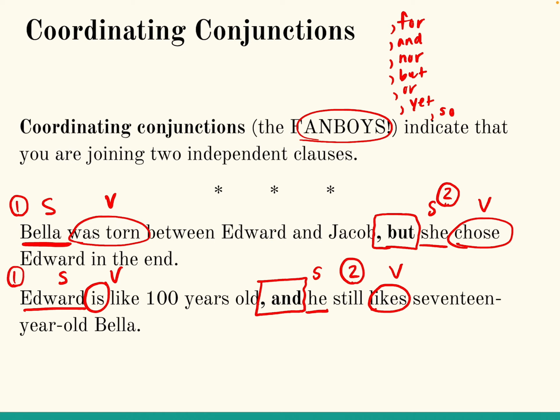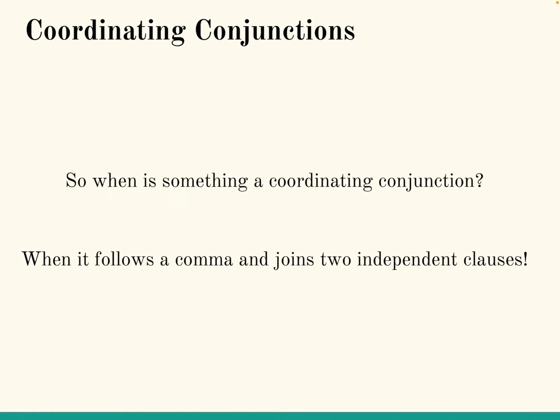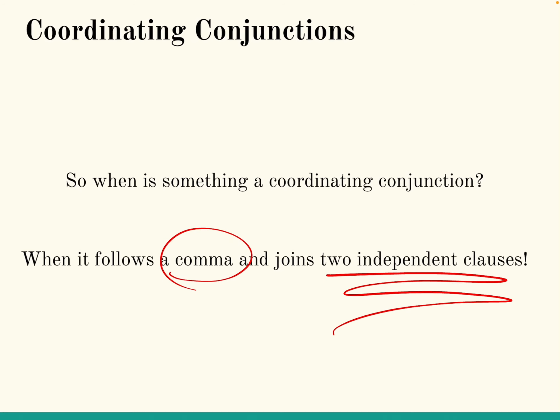So the rule is coordinating conjunctions, the fanboys, can join together two independent clauses, and they must always have a comma. We'll be recapping that comma rule later. Okay, I guess I just read this slide already. When is something a coordinating conjunction? When it follows a comma and joins two independent clauses. And we can't forget to start using those commas.